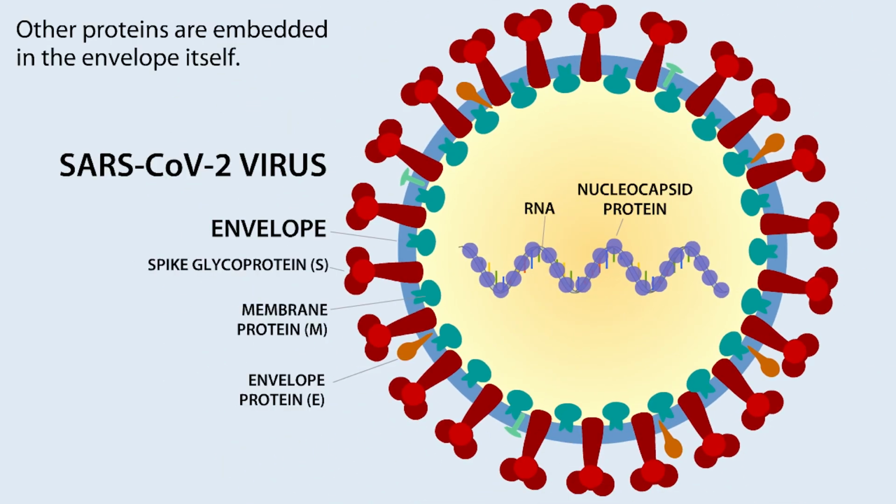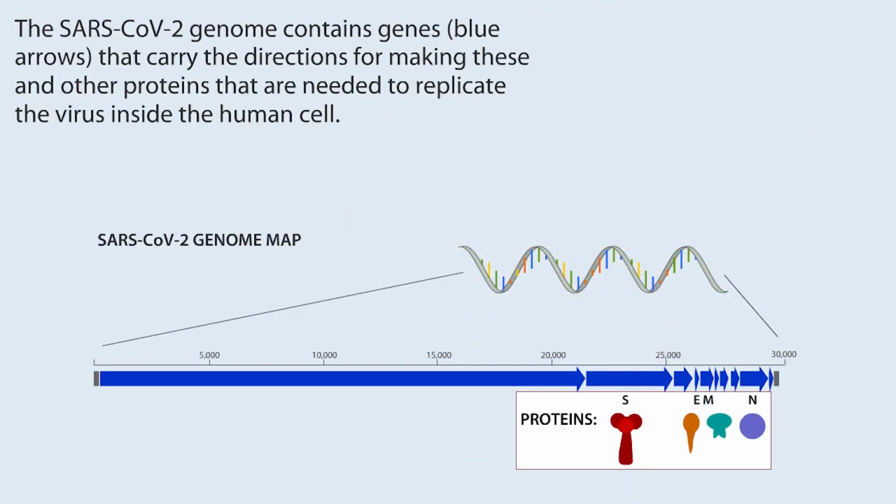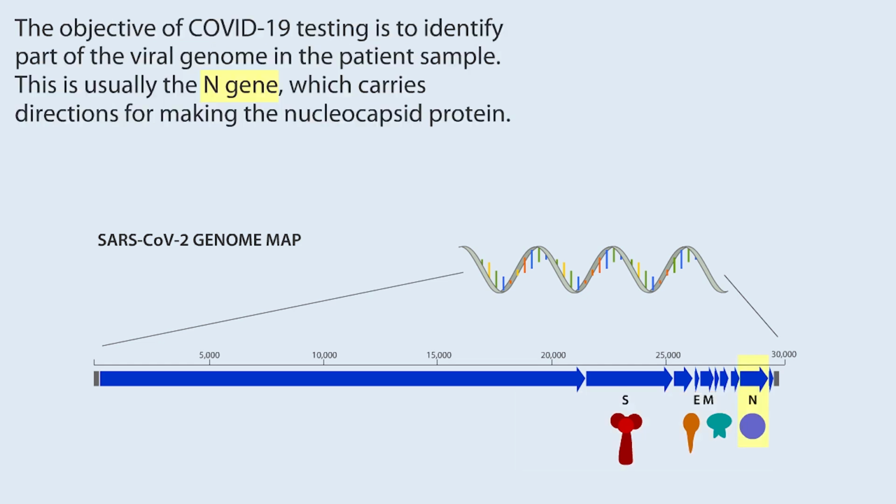Other proteins are embedded in the envelope itself. The SARS-CoV-2 genome contains genes, blue arrows, that carry the directions for making these and other proteins that are needed to replicate the virus inside the human cell. The objective of COVID-19 testing is to identify part of the viral genome in the patient sample. This is usually the N gene, which carries directions for making the nucleocapsid protein.